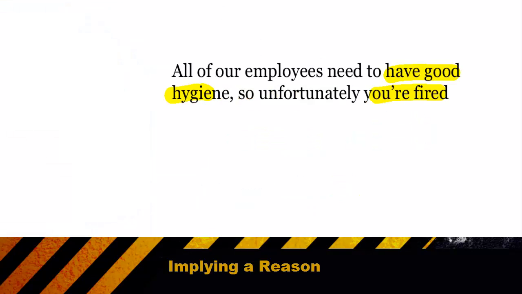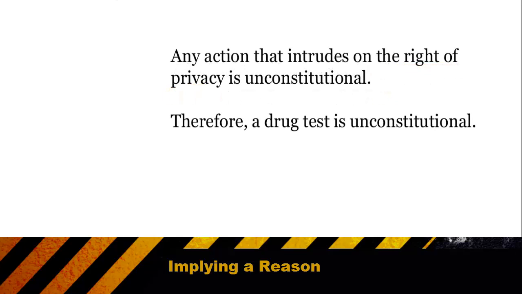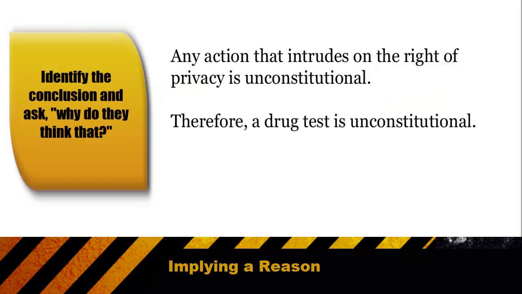You can usually identify a suppressed premise by first identifying the conclusion, and then asking yourself, why do they think that? And then why do they think that? By working your way backwards, the suppressed premise is often easier to identify.